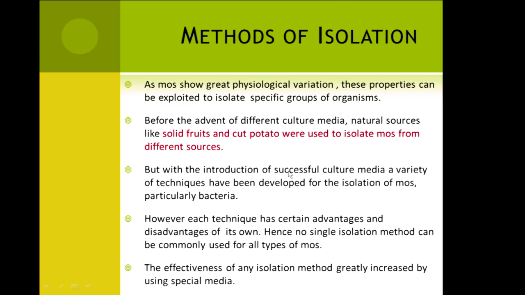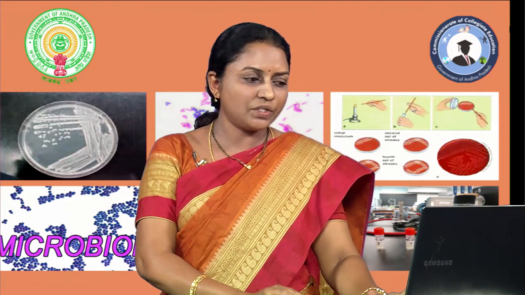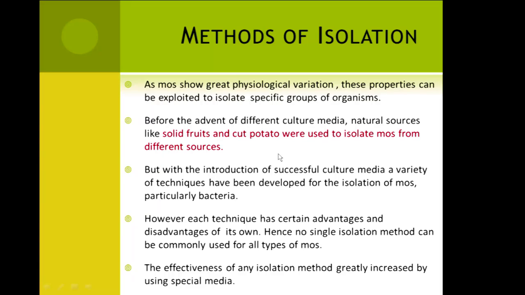Then we will go to the methods of isolation. As microorganisms show great physiological variation, these properties can be exploited to isolate specific groups of microorganisms. Before the advent of different culture media, natural sources like solid fruits and cut potatoes were used to isolate microorganisms from different sources. But with the introduction of successful culture media, a variety of techniques have been developed for the isolation of microorganisms, particularly bacteria.